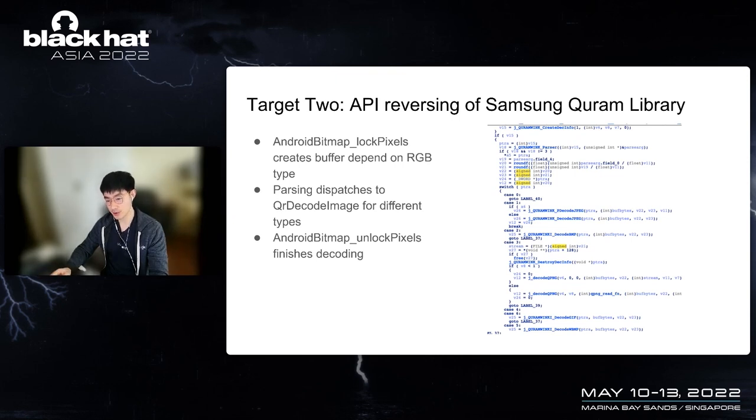For example, on the right side of the presentation, you can see the decompiled code snippet where, for different types, they have decode JPEG, decode BMP, and other parsing functions. And the parsing result is returned to the buffer provided by bitmap lock pixels. And finally, the Android bitmap unlock pixels finishes decoding and hands the bitmap back upwards to the Java world.